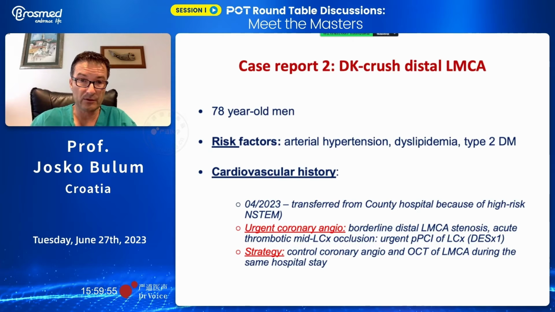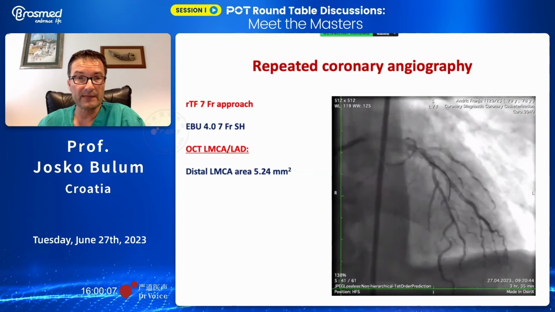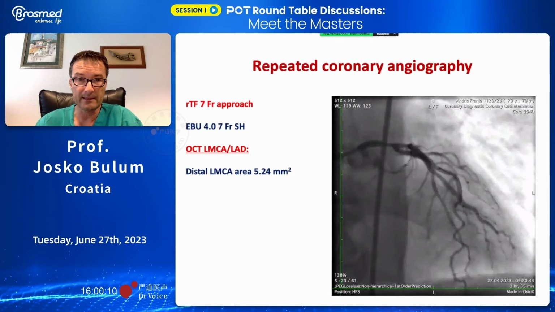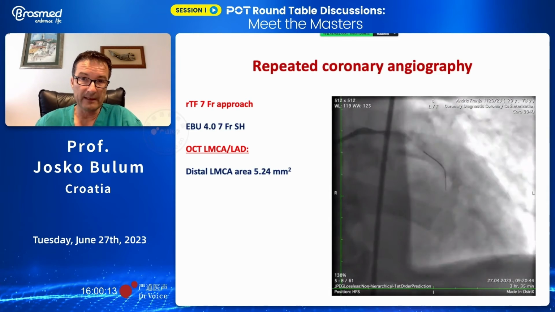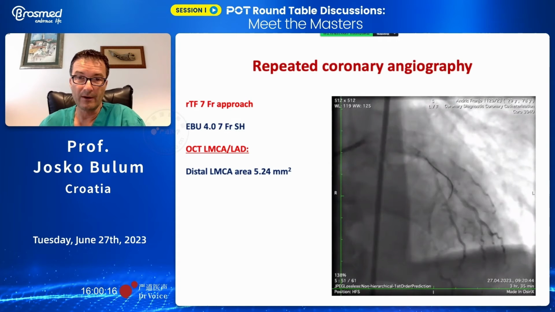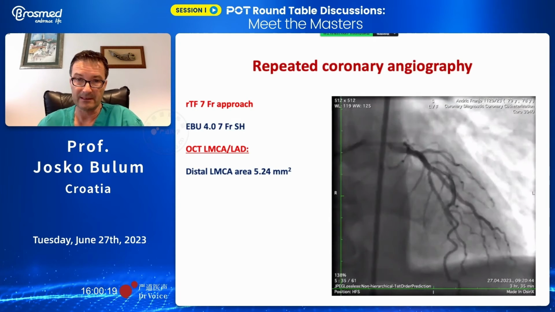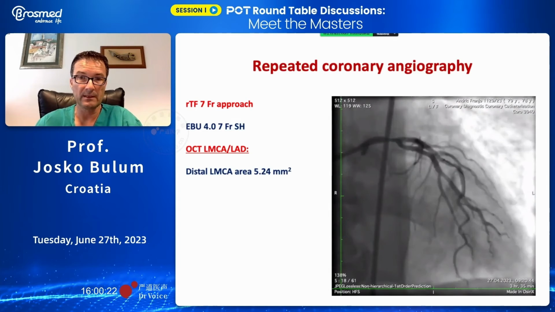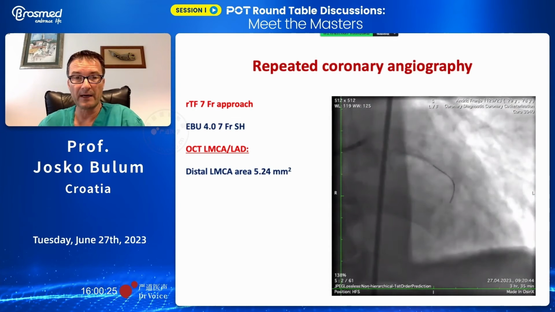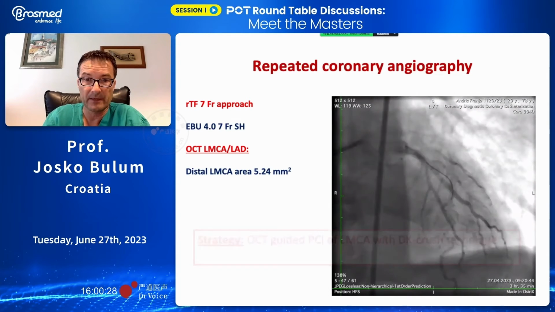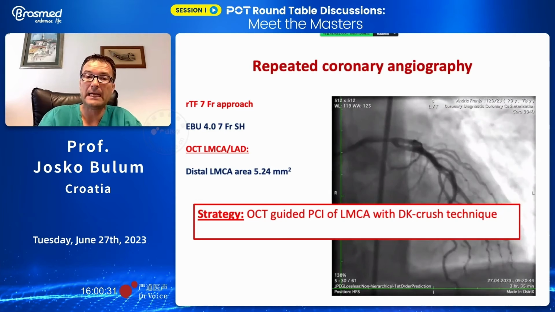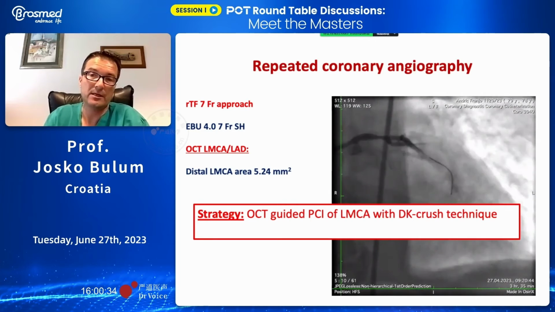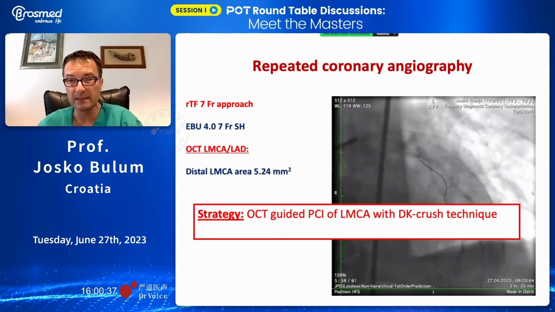We decided in these patients to wait 3 to 4 days in the same hospital stay, and then to do repeated coronary angio and the OCT of the left main. It was done by the transfemoral approach, 7 French. You can see here extra backup guiding catheter. As you can see here, after this angio with the nitro, this stenosis is significant, but we also proved it with the OCT, and we found the minimal lumen area of 5.2 in this distal left main stenosis. So we decided to proceed with OCT-guided PCI of the left main with the DK crush technique, which is, as I previously mentioned, our preferred 2-stent technique.